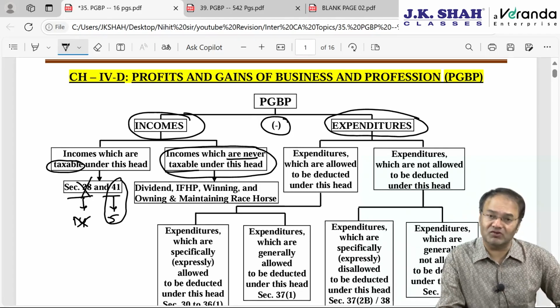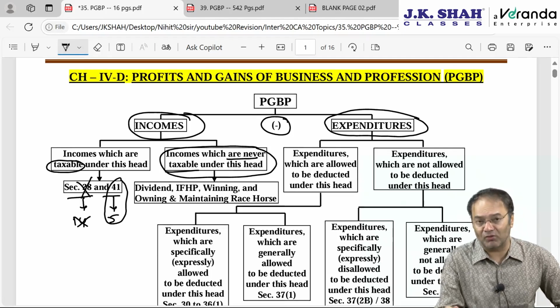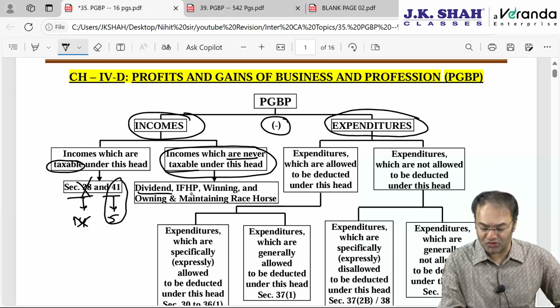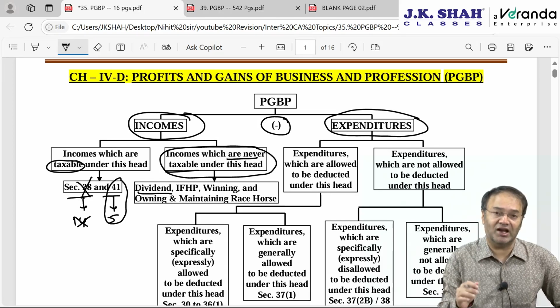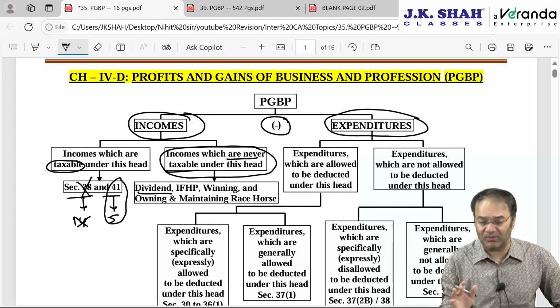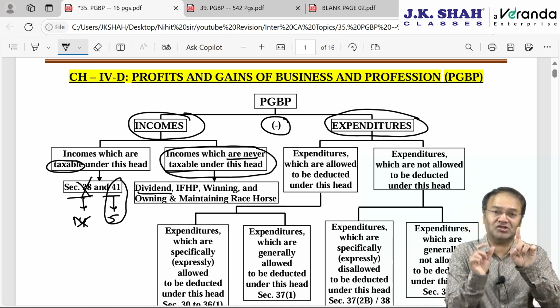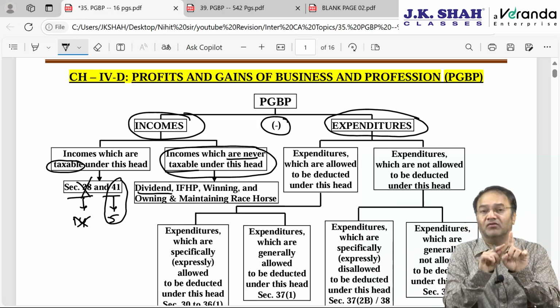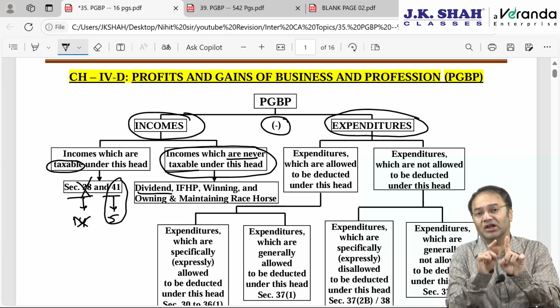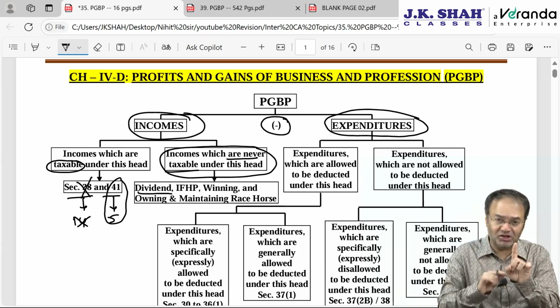Which all incomes are not taxable? So there are 4 incomes which will never be taxable under this head. Number 1, dividend income. Dividend is always taxable under income from other sources, irrespective of whether shares are held as stock in trade or held as investment. Remember, if debentures are held as investment, then debenture interest will go under IFOS. But if debentures are held as stock in trade, then debenture interest will be taxable under PGBP.